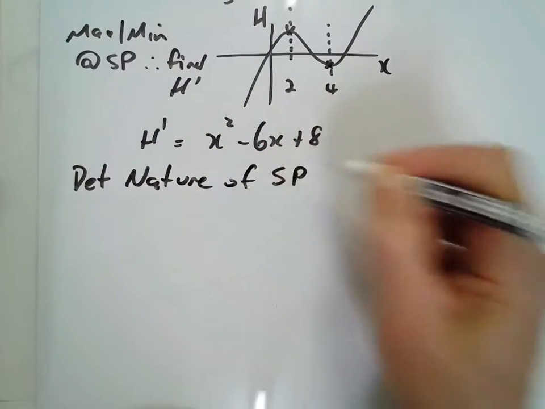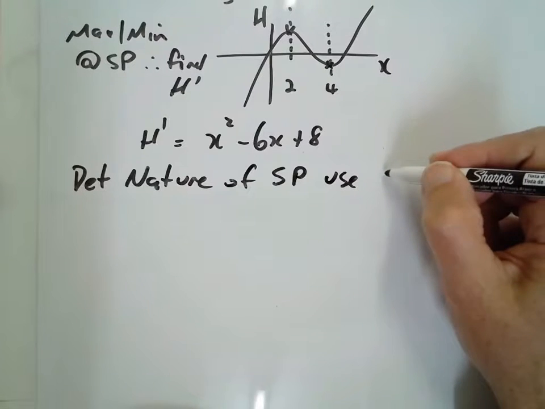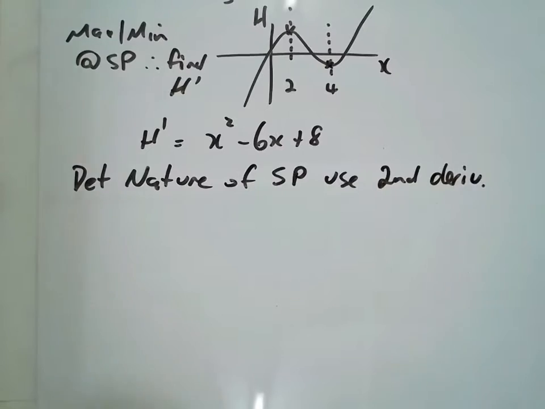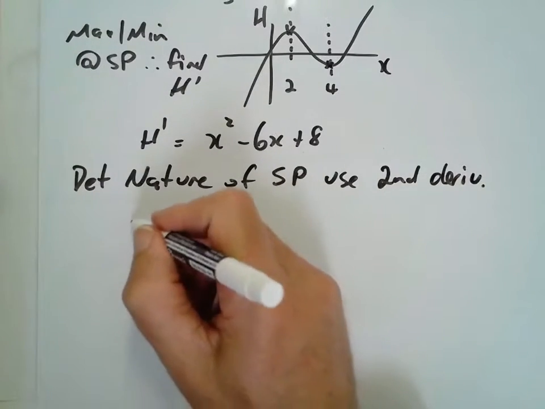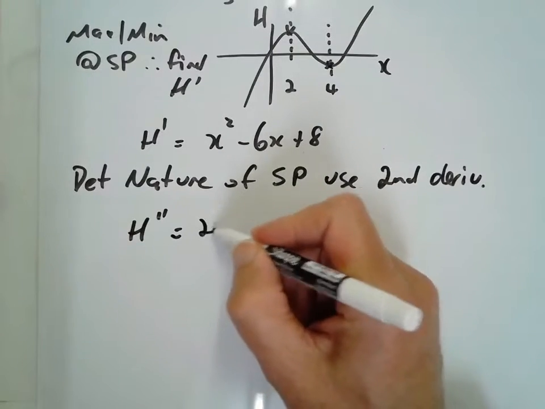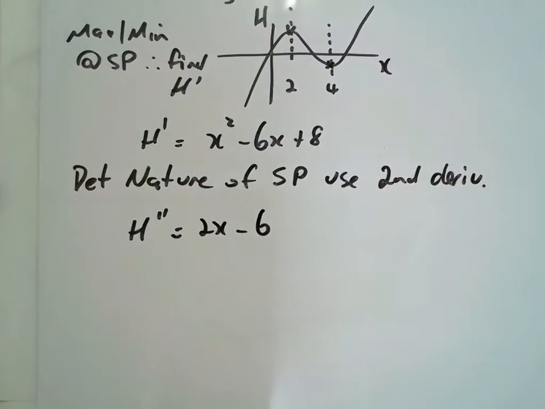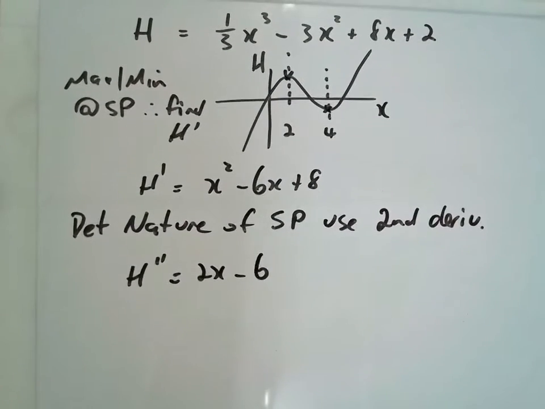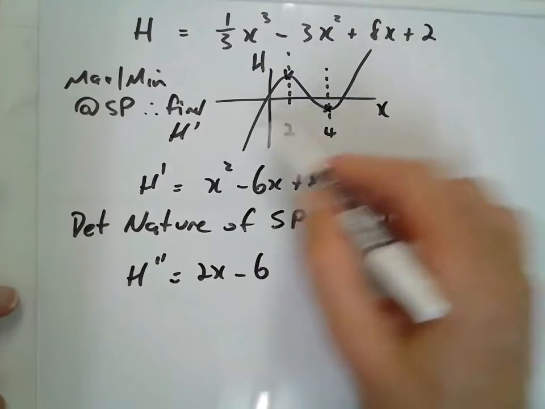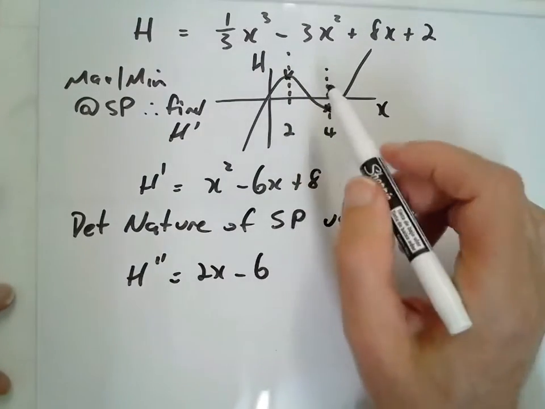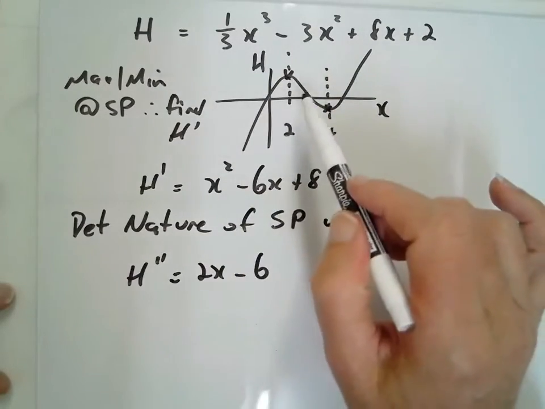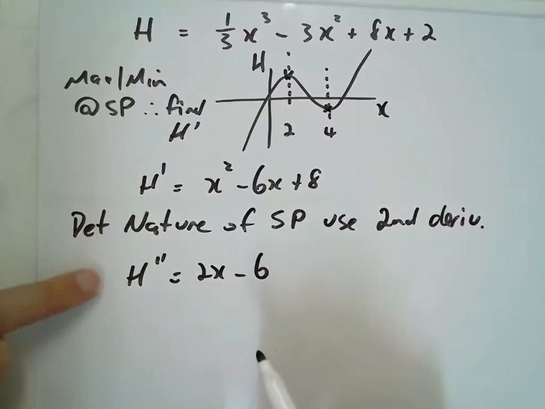nature of stationary point, we're going to use the second derivative. So we're looking at h double dash. We're going to do that by rule as well. So that'll be 2x minus 6. So we're going to find whether 2 is a maximum or minimum. Seems a bit silly with this graph because we do know that it's a maximum, but in future we're going to have some weird looking functions here that we're not going to be able to visually see that easily, so we're going to need to use our maths.